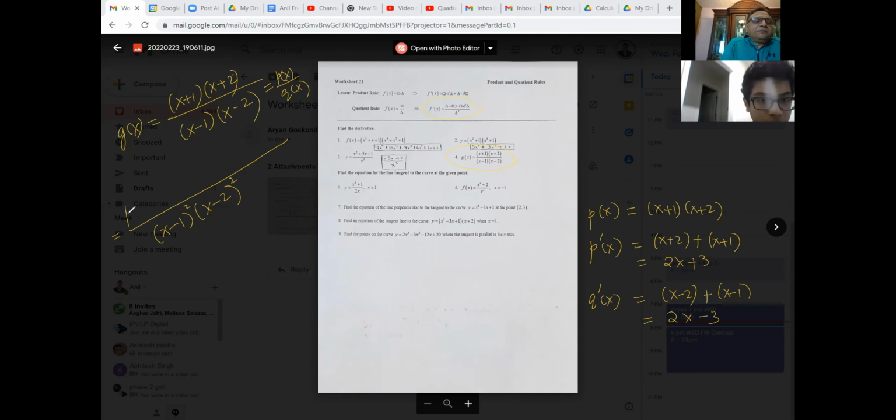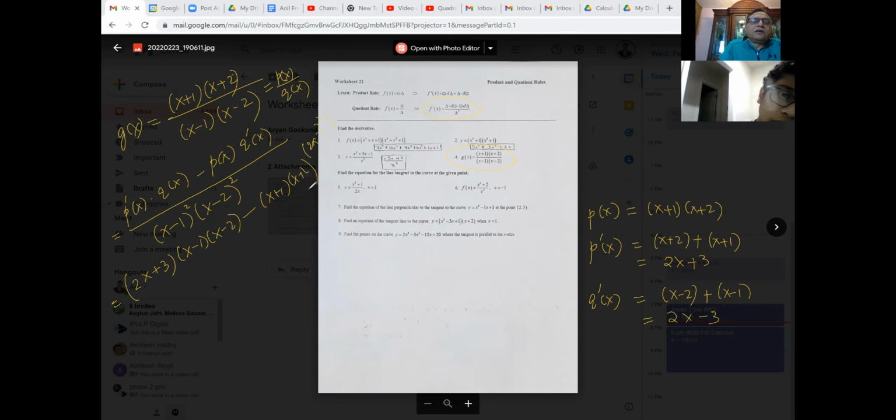So basically I'm writing the derivative of p x times q x minus p x times q prime x. Do you see that? In short, you get the idea. So doing it separately helps. So now we can write the derivative of p x is 2x plus 3 times q x, which is all this, x minus 1 times x minus 2, minus p x, which is x plus 1 times x plus 2, times the derivative, which is 2x minus 3, right?